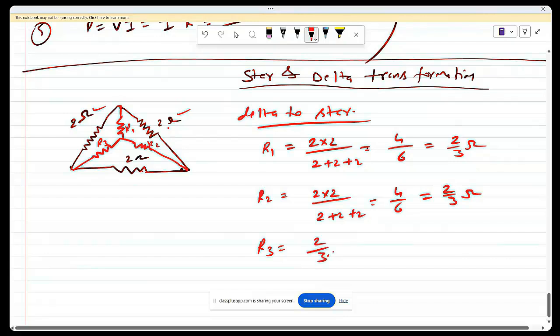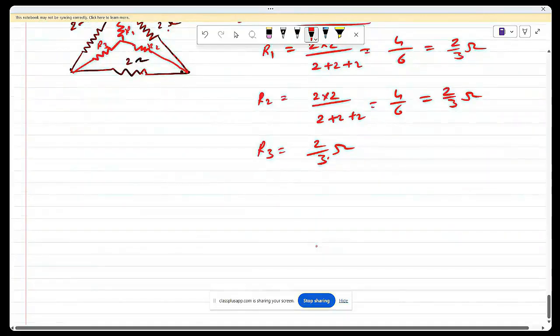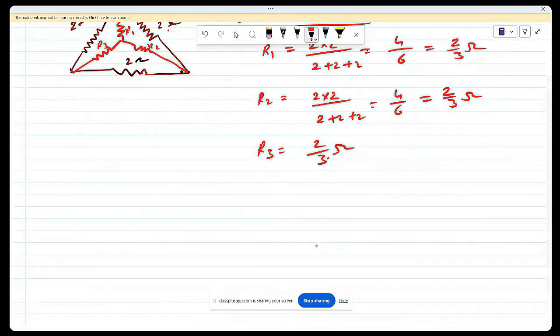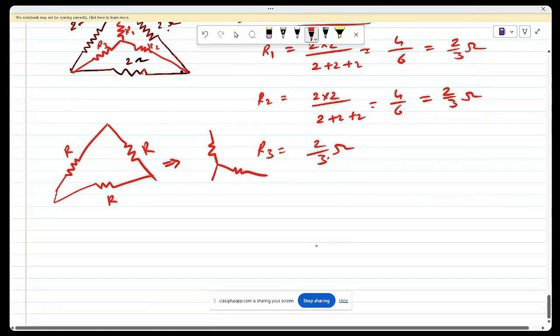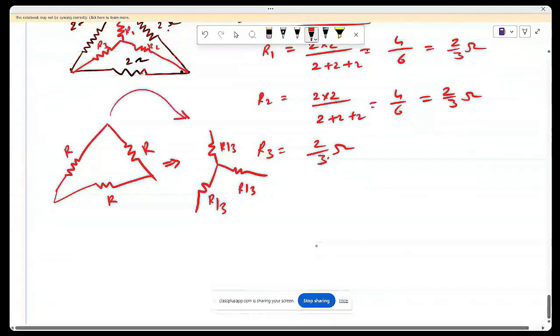So what you are observing here: if all the resistances have the same value, connected in delta, the resistance is the same, R. So their equivalent star will be R by 3. Getting my point? If the same resistances are connected in delta and transformed to star, the resultant will be divided by 3 times.